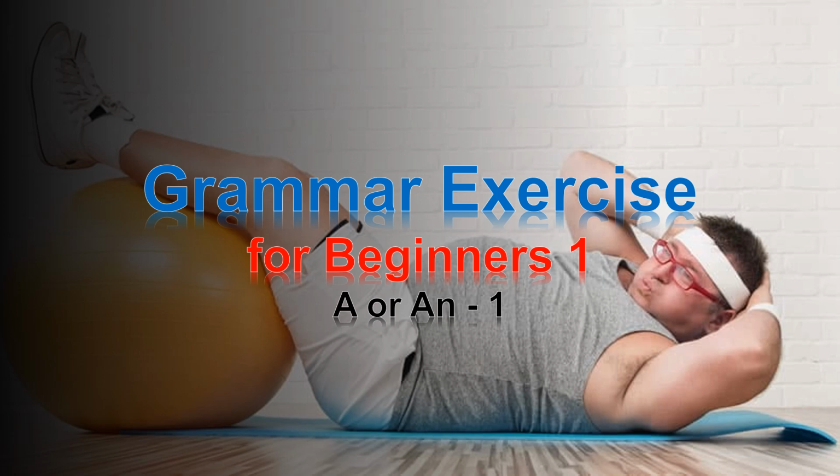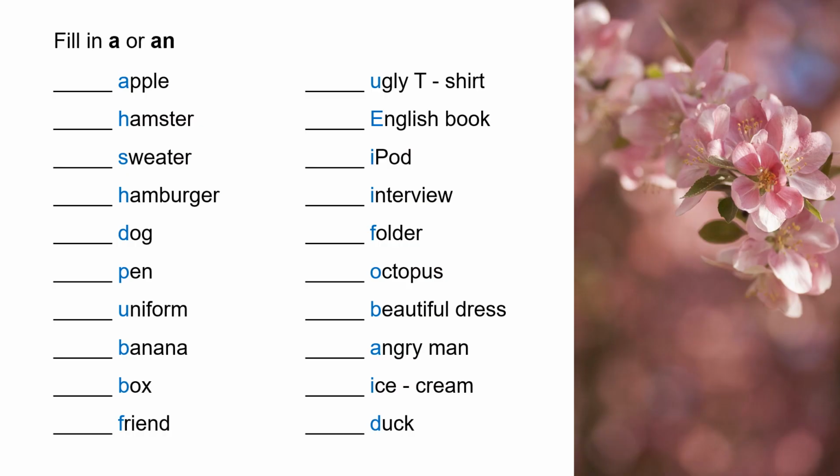Grammar exercise for beginners. Number 1. A or an. Number 1. Filling in a or an. The first one, apple. A is a vowel, so you put an: an apple.